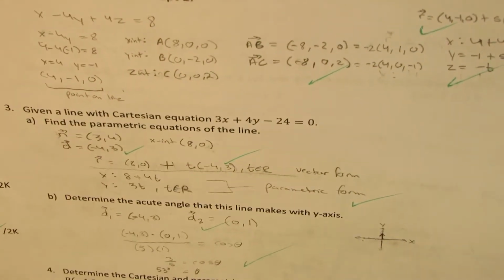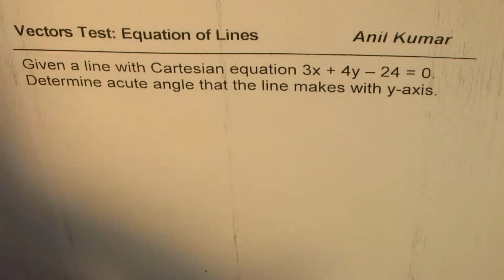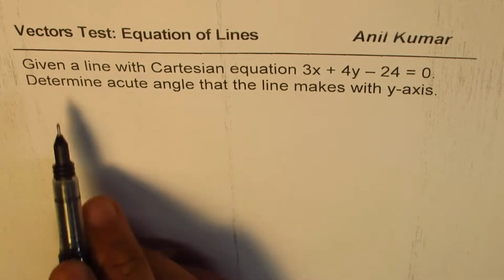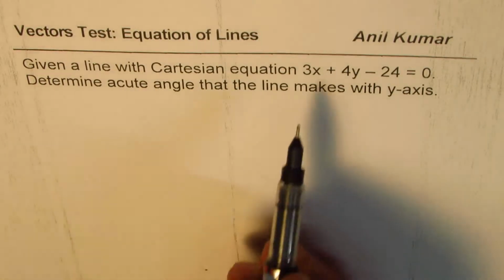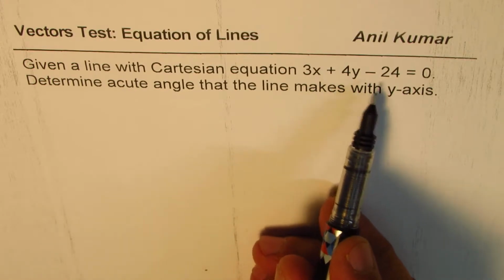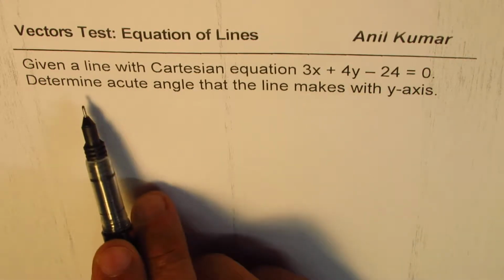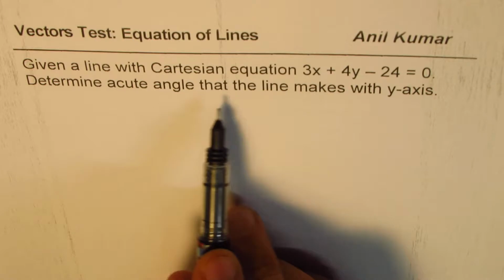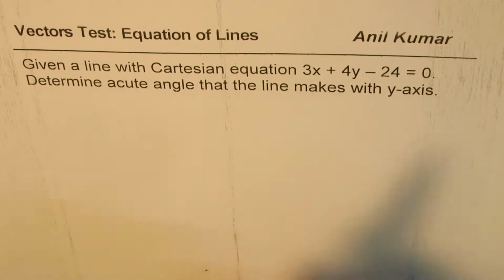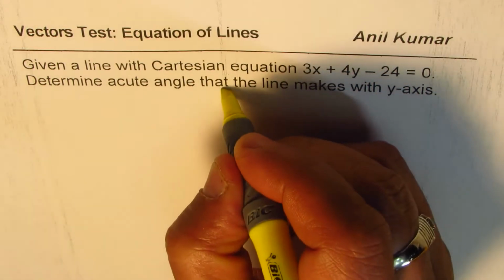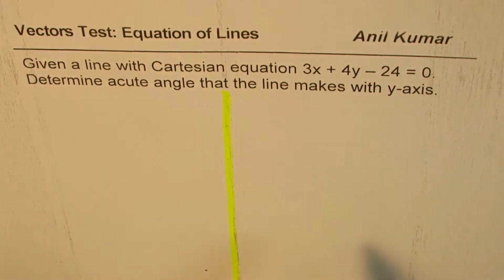We'll discuss question number 3, part B, now in this video. The question here is, given a line with Cartesian equation 3x plus 4y minus 24 equals 0, determine the acute angle that the line makes with the y-axis. Now this is a very important question, and let me first explain the concept and then we'll find the solution of this particular question.